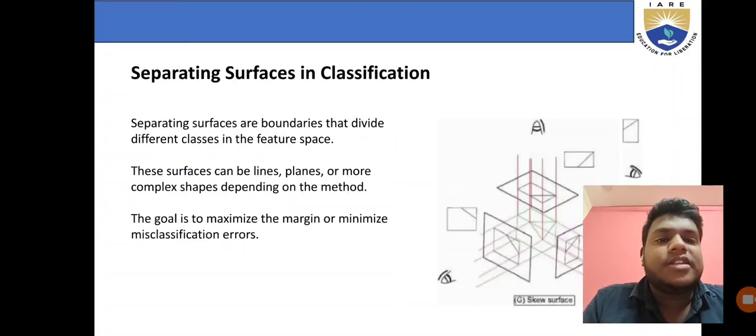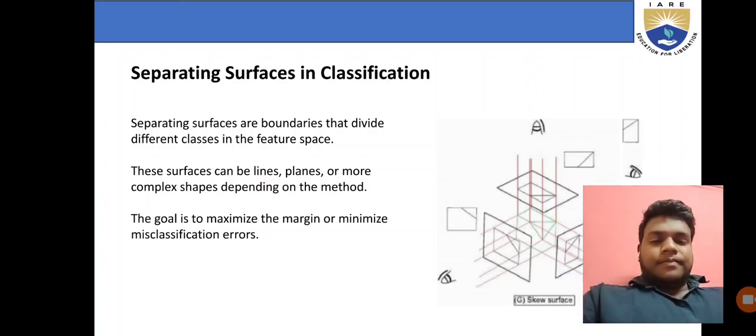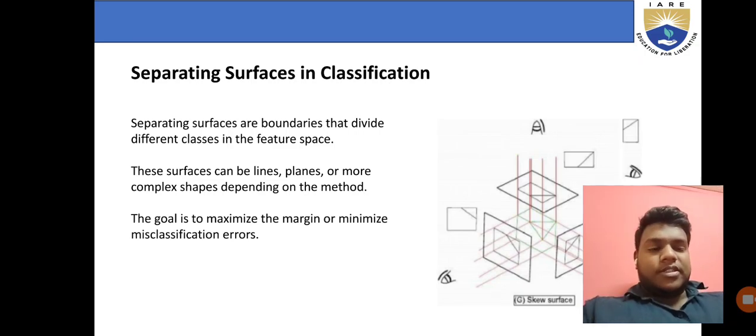Separating surfaces in classification. Separating surfaces are boundaries that divide different classes in the feature space. These surfaces can be lines, planes, or more complex shapes depending on the method. The goal is to maximize margin or minimize misclassification errors.